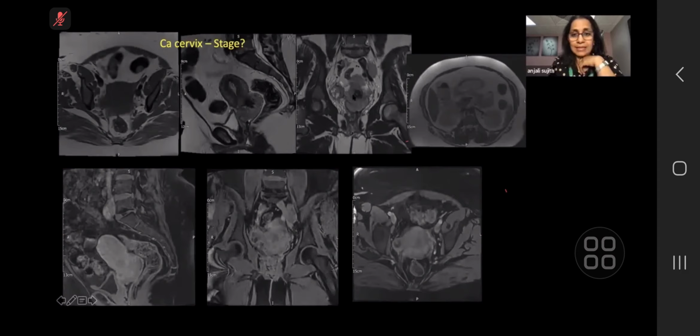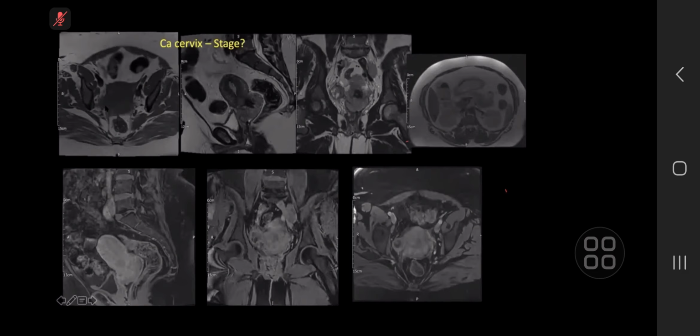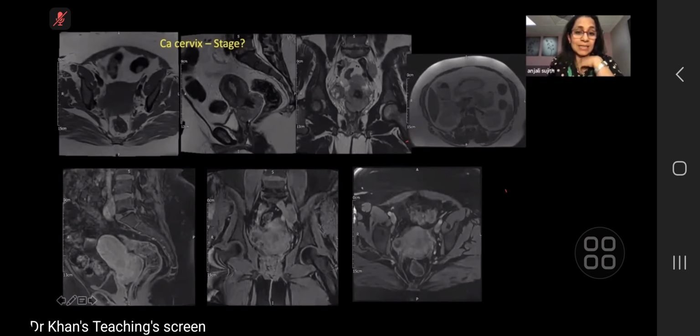And if you look at this, let's look at the T1 here. You can see the tumor is extending and infiltrating the parametrium. It is going up to the pelvic side wall. So when the pelvic side wall is infiltrated, that makes it a stage 3B. Good. So we are already looking at a stage 3B tumor.